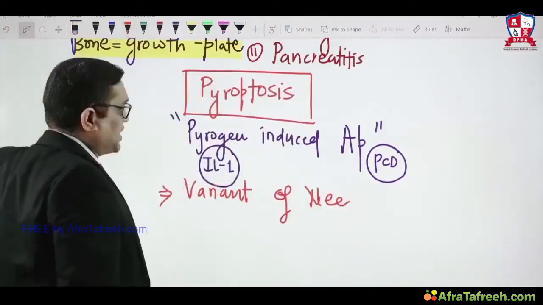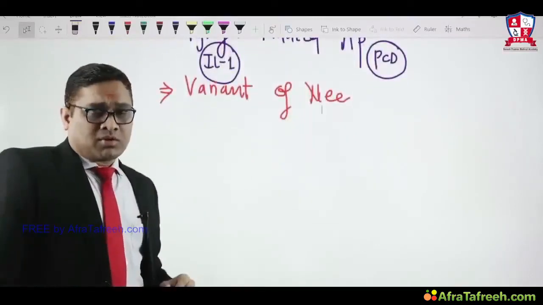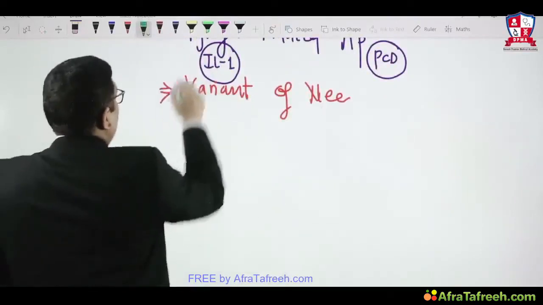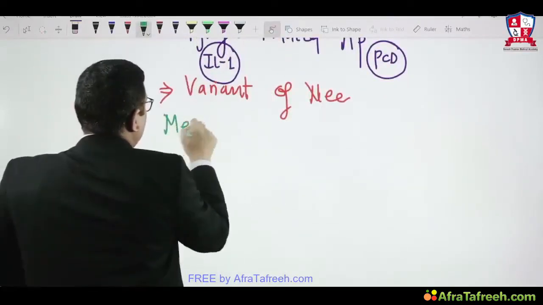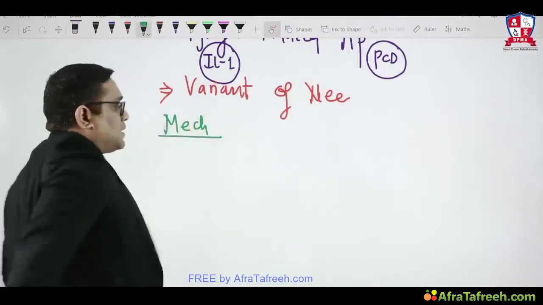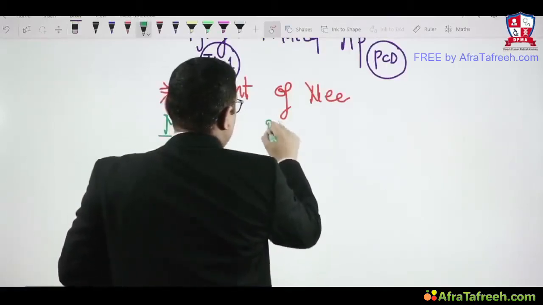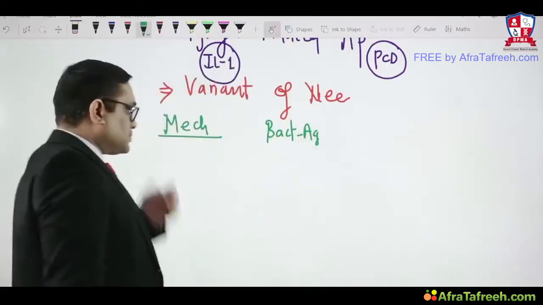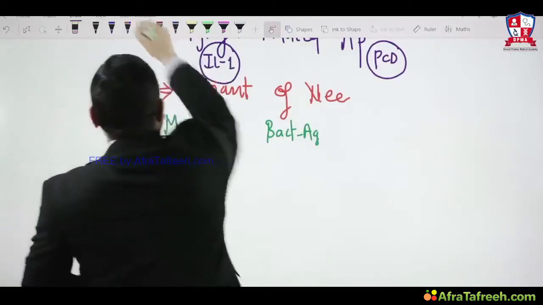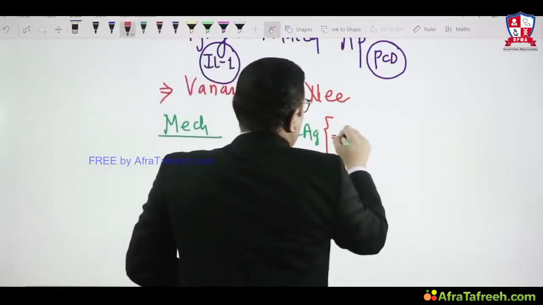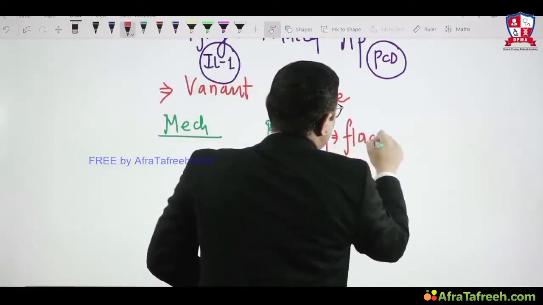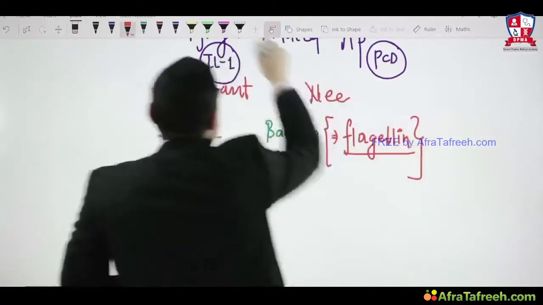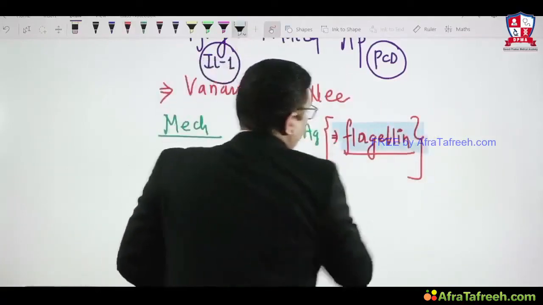The mechanism of pyroptosis is a little complicated and very, very important, because it is not given very clearly in many of the textbooks. So here I want to tell you about the mechanism of pyroptosis in detail. Any bacterial antigen can induce pyroptosis. As an example I will take the bacterial antigen called flagellin, present in flagellated organisms like Salmonella. So just keep flagellin in your mind.